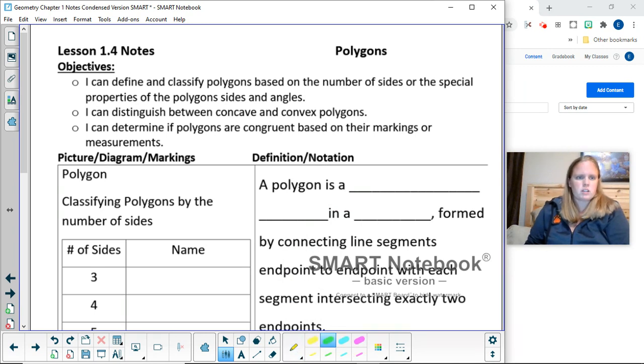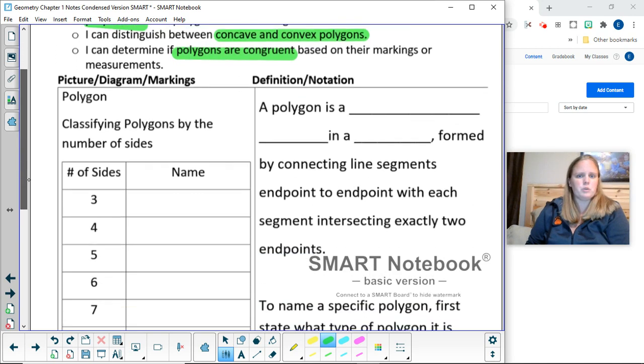So our objectives today are listed at the top: being able to define and classify polygons based on the number of sides, or special properties of the polygons, distinguishing between concave and convex polygons, and determining if polygons are congruent based on their markings and measurements.